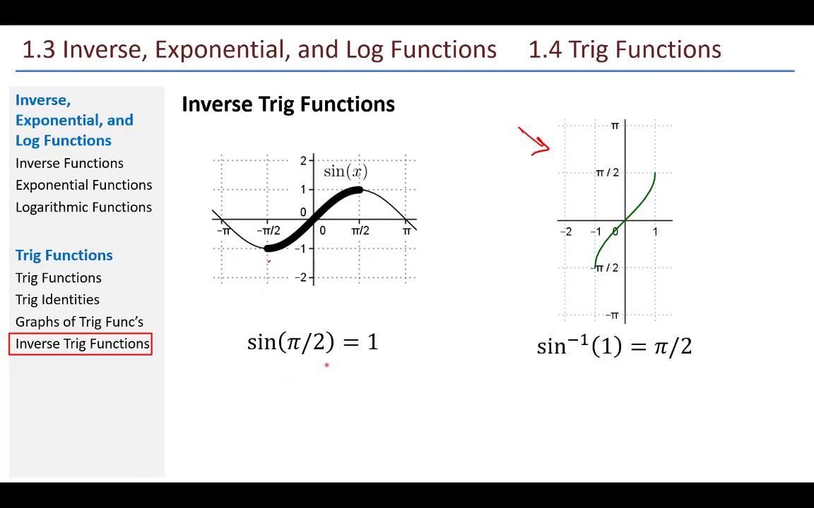Sine of pi over 2 equals 1, and so sine inverse of 1 equals pi over 2. They reverse each other. And sine of pi over 6, you could figure this out with triangles. Sine of pi over 6 is 1/2, and so sine inverse undoes that. Sine inverse of 1/2 equals pi over 6.